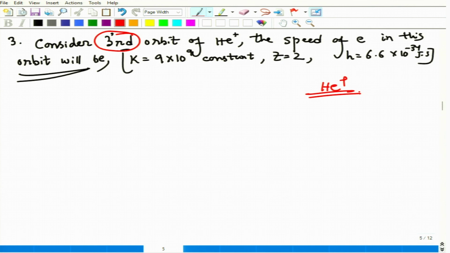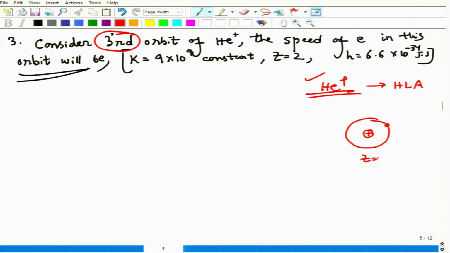This we have already discussed, because helium plus is a hydrogen-like atom. Hydrogen-like atom means it has only one electron, but in its nucleus there are 2 protons and 2 neutrons. So there are 4 nucleons, but around it only 1 electron is revolving. That's why it's a hydrogen-like atom, and we can use Bohr's model for the helium plus ion. Otherwise we can't apply Bohr's atomic model, because in case of more than 1 electron there is repulsion between electron and electron. In that case we can't apply it. But this is helium plus.